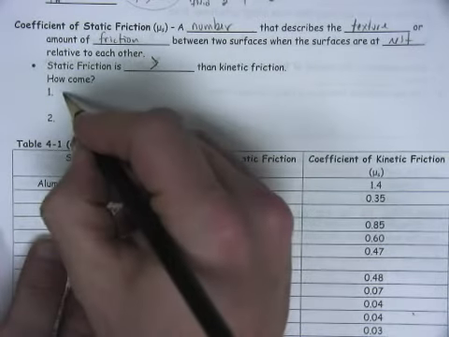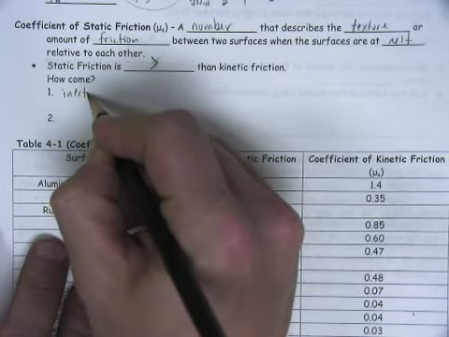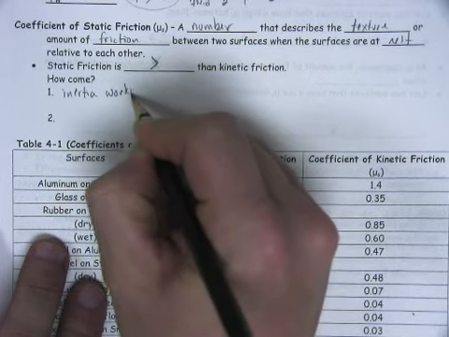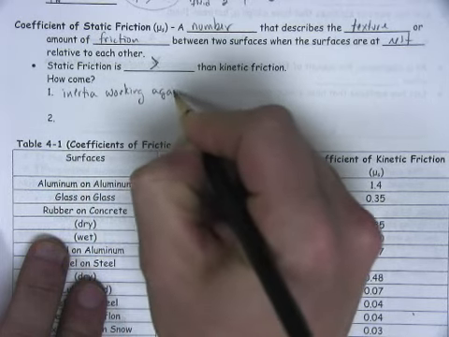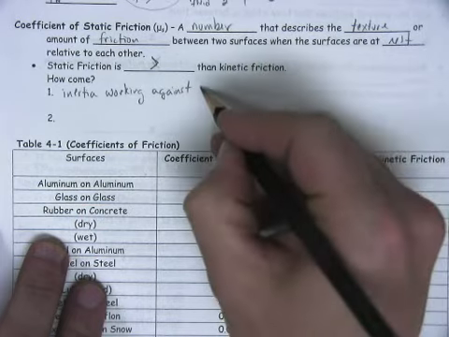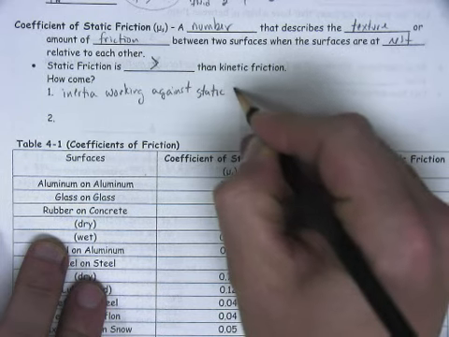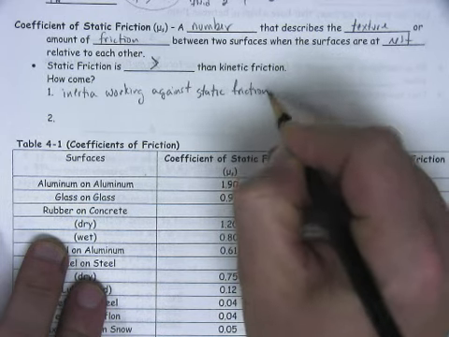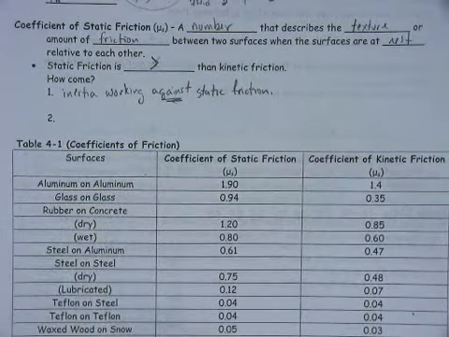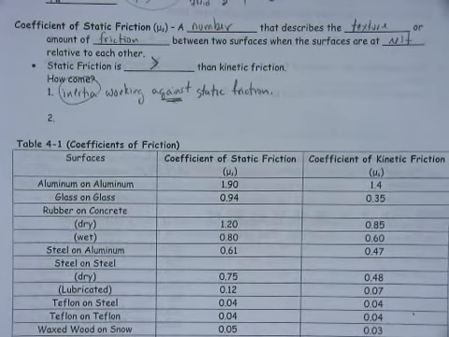The first reason is the fact that you have inertia. Inertia is working against static friction. An object at rest wants to stay at rest, and you're trying to overcome that. So it's going to take a lot of force to get it going. Inertia is actually working for kinetic friction because it's already in motion. All you have to do is just keep it going.